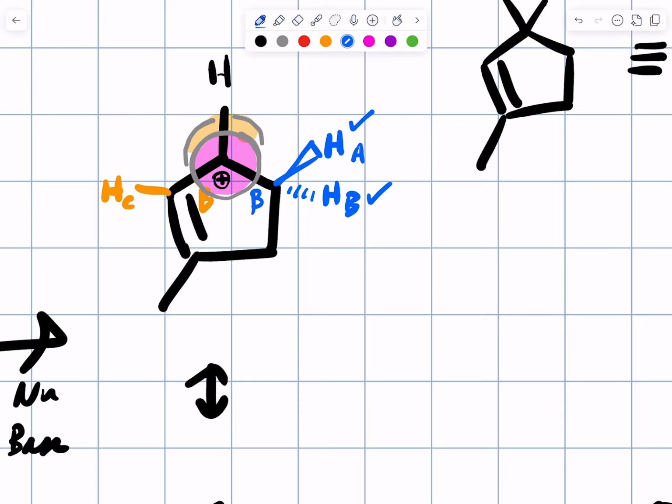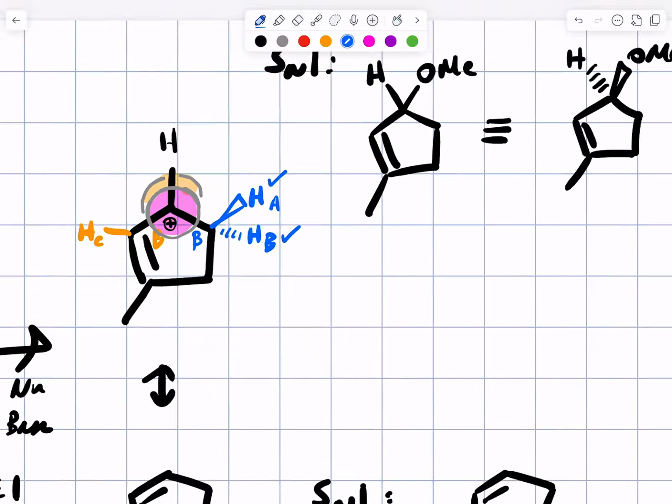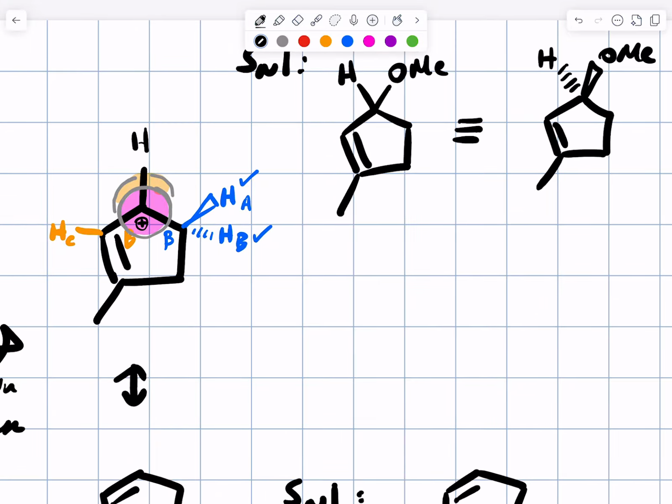Now, because this is in a ring, you get exactly the same product whether you remove HA or HB. So there's nothing to worry about there in terms of if I remove one versus the other. Let me show you what the mechanism would look like. Our weak base is strong enough to remove a proton that is beta to a positively charged carbon. So if we remove HA, we're going to get the blue elimination product, which would look like this.